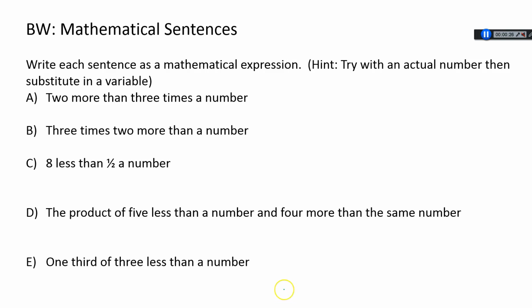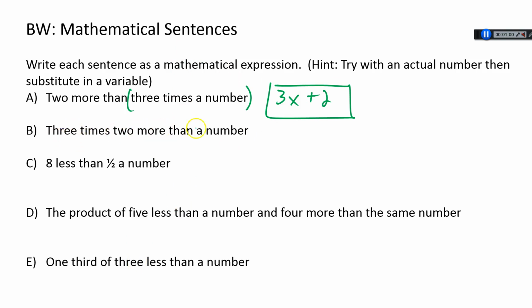So given these sentences, we're going to write these as a mathematical expression. I would try with an actual number and then try to substitute in a variable. So let's do the first one together. 2 more than 3 times a number. I always start with the innermost thing, 3 times a number. So think about that as 3x. And then it's 2 more than that. Well, I just add 2. That's what I'm looking for. So 2 more than 3 times a number, right? Like 2 more than 3 times 4, you do 3 times 4 first, then you add the 2. If you want to try these on your own, you can, and then we'll try them together.